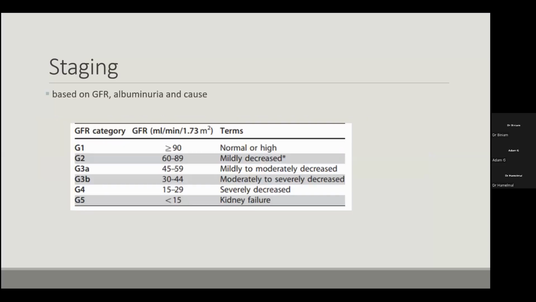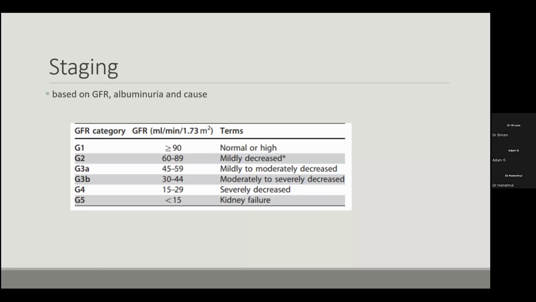Staging is based on GFR, albuminuria, and cause. We won't discuss the cause in detail, but we'll discuss GFR and albuminuria categories. I'm sure you know kidney failure, or CKD stage 5, is defined when GFR is less than 15, stage 4 when less than 30, and so on.